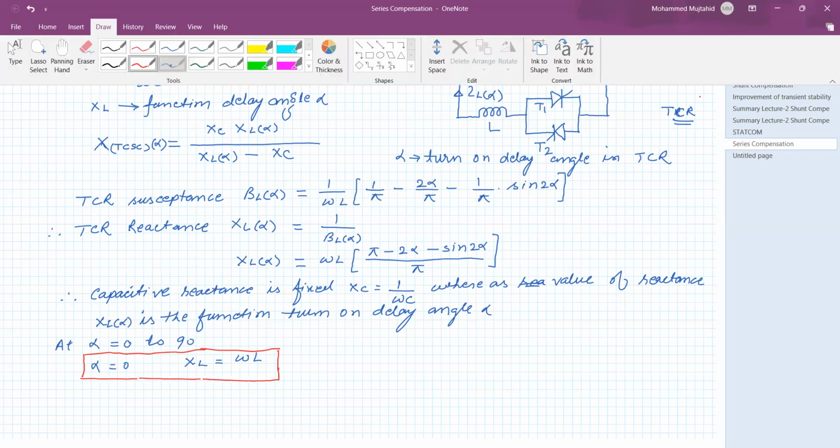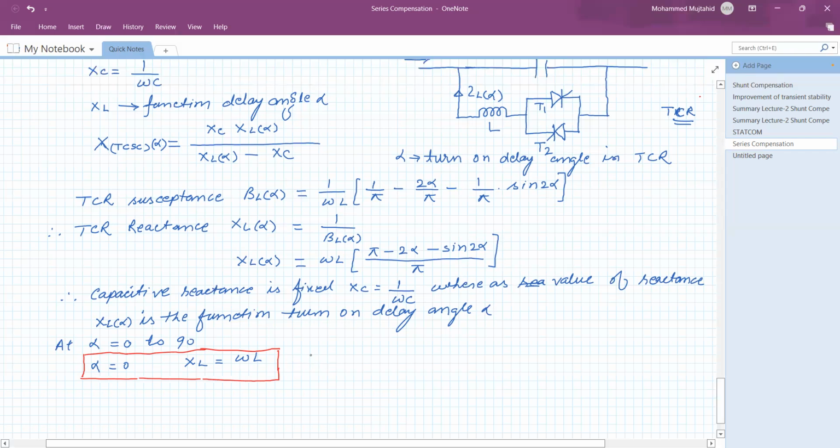It means T1 and T2, in the positive and negative half cycle, are fully conducting. It means that the switch is closed. It is a closed switch.